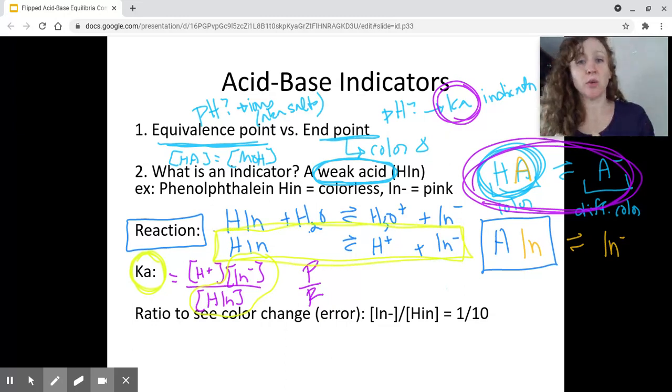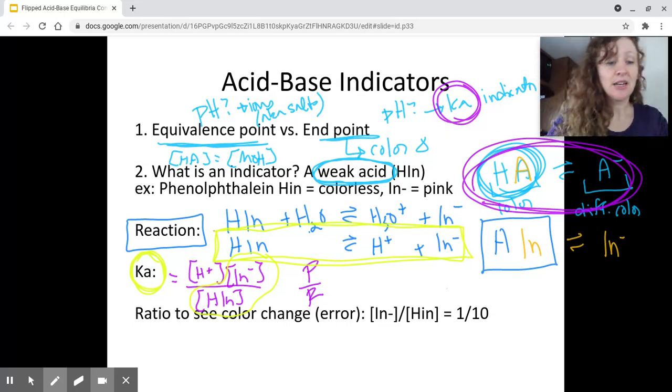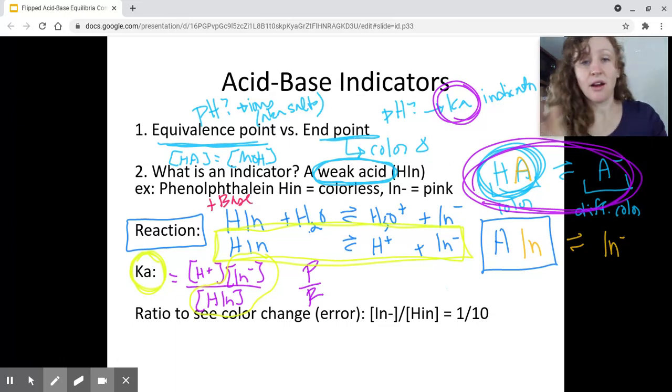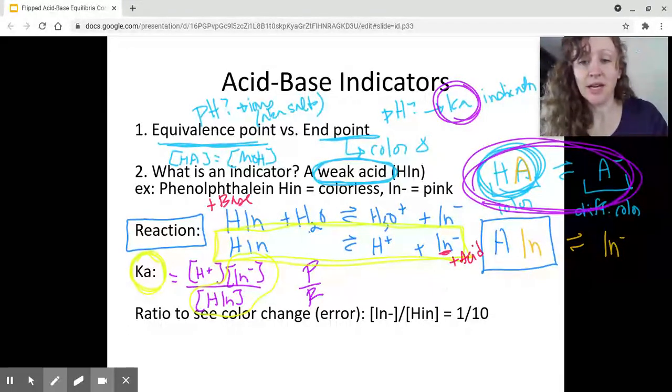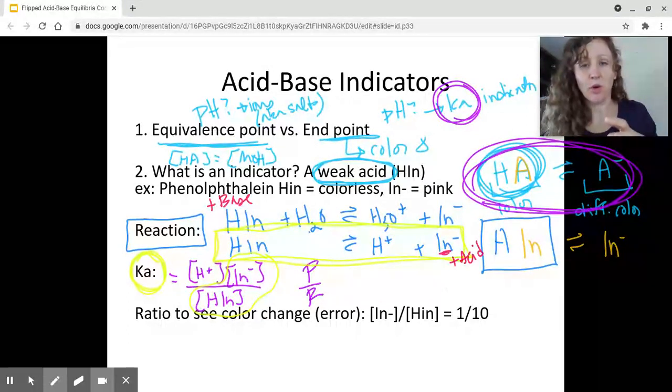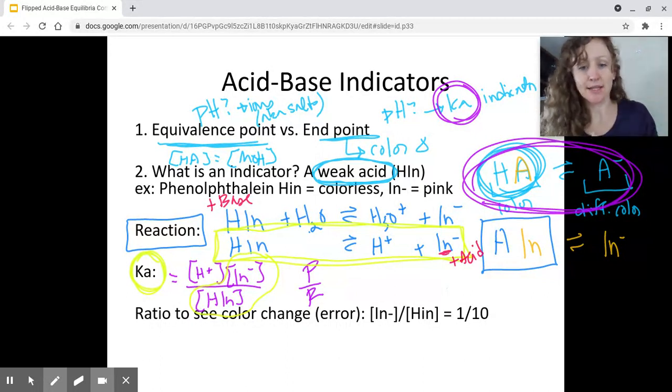And we can push the equilibrium forward or backward by adding bases. Bases would react with our acid and push it forward, or we can add an acid. Acid would react with the conjugate base here, the IN minus, and push the reaction the other way. So we can push this equilibrium forward or backward by adding bases or acids.